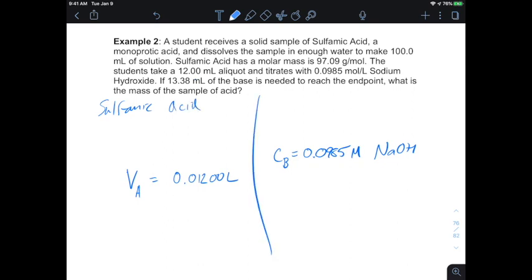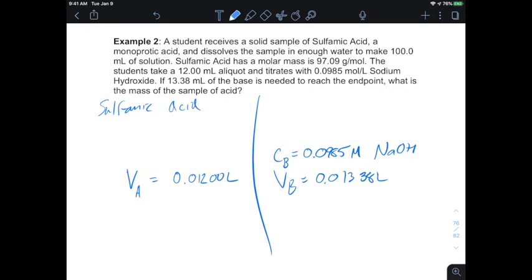Okay, and the sodium hydroxide. If 13.38, so the base is 13.38, oops, again in liters, not in milliliters, so 0.01338 liters of the base is needed to reach the endpoint. What is the mass of the sample?